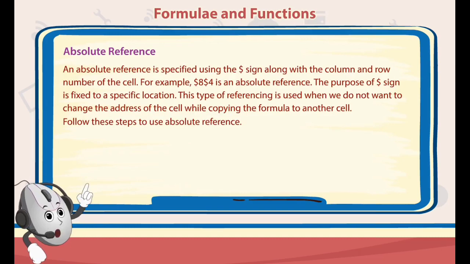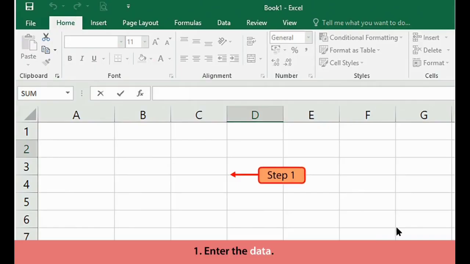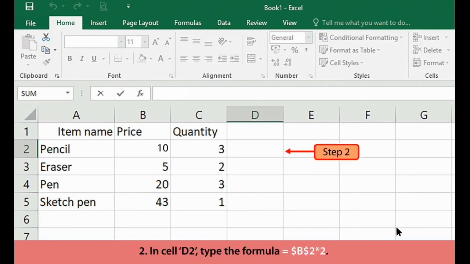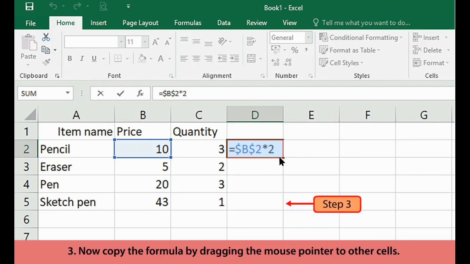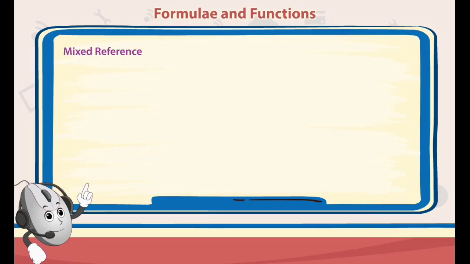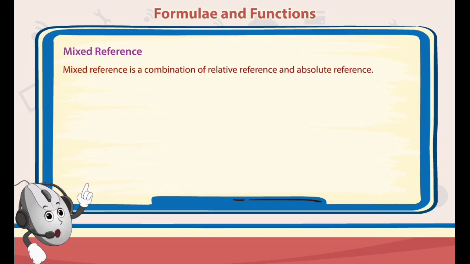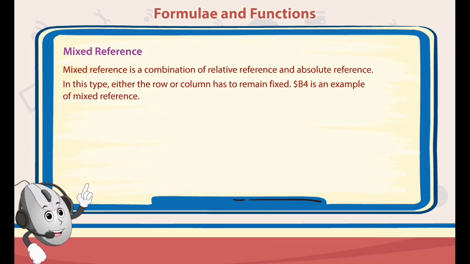Follow these steps to use absolute reference. 1. Enter the data. 2. In cell D2, type the formula equal to $B$2 star 2. 3. Now copy the formula by dragging the mouse pointer to other cells. Mixed reference. Mixed reference is a combination of relative reference and absolute reference. In this type, either the row or column has to remain fixed.